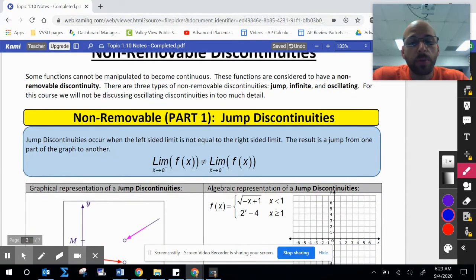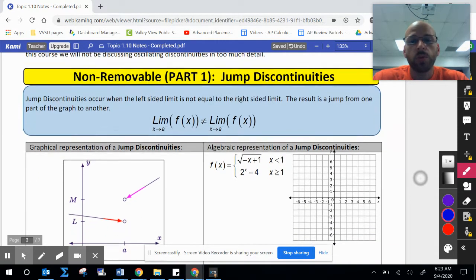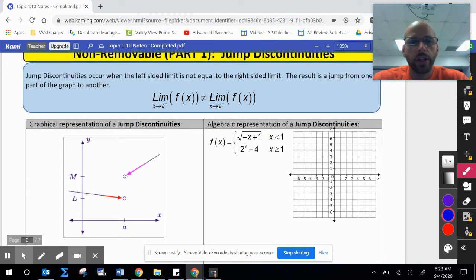So we also have non-removable discontinuities, and there's two types that we're going to really focus on. The first one is called a jump discontinuity, and ultimately you can see the visual underneath. It's when the limit from the left is not going to be equal to the limit from the right. So as the graph approaches one value from the left side, it's not going to necessarily approach the same value from the right side. They're not going to match up.